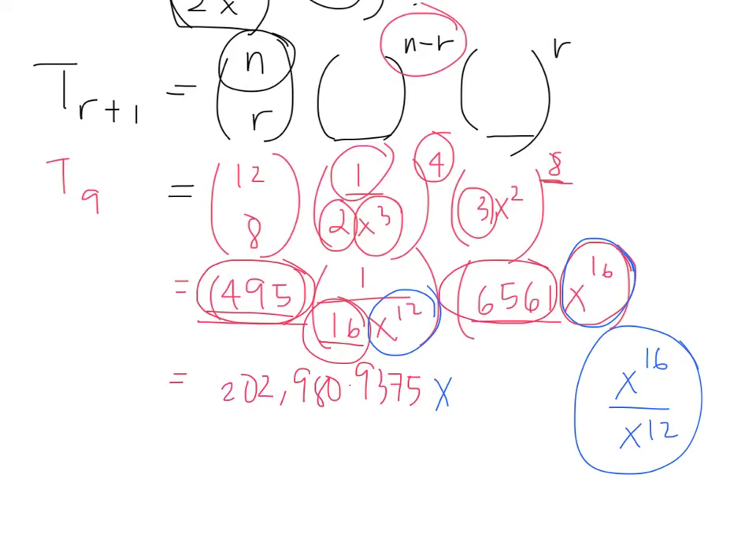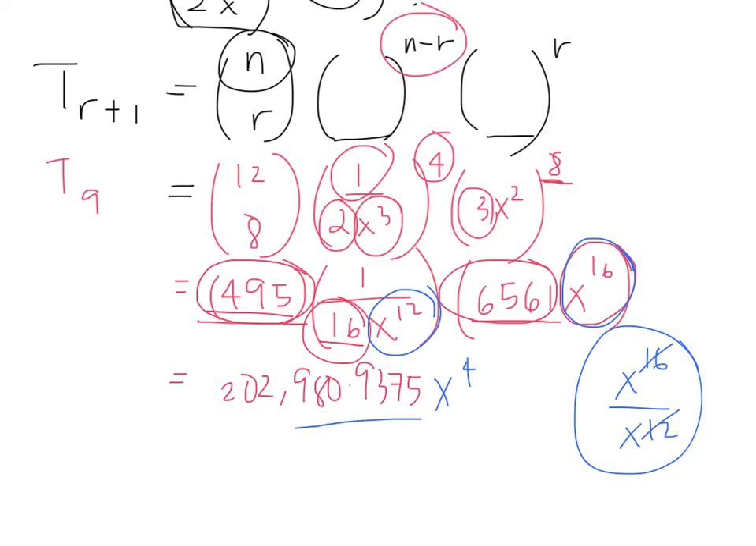What does it mean by x to the 16? It's x, x, x, x, x until you have 16 x's. X to the 12 is like you have 12 x's being multiplied. So x to the 4. In other words, you just subtract 16 and 12. 16 minus 12 is 4.